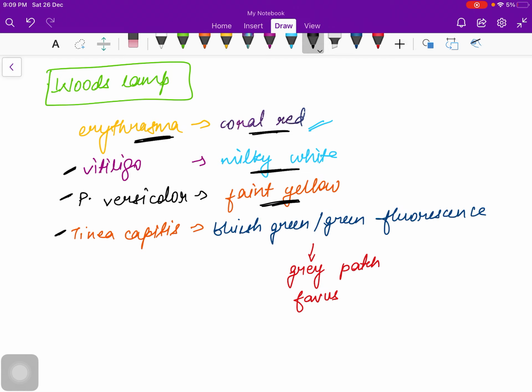And in case of tinea capitis, you have to remember that not all tinea capitis is going to give you color. Only on Woods lamp, only grey patch type and favus are positive on Woods lamp. And there they give a bluish green or green fluorescence.